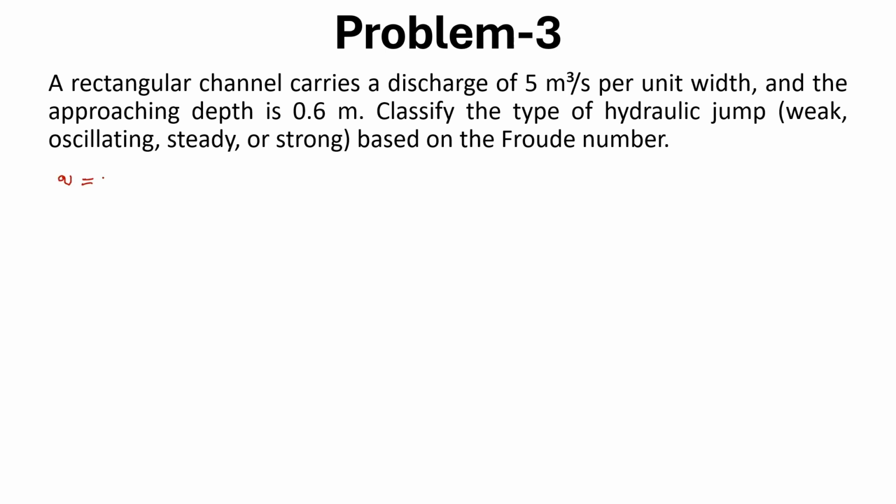the small q, discharge intensity, because in the statement you can see that a discharge of 5 meter cube per second per unit width means this is discharge divided by B. This is known as the discharge intensity. So we can say that this is given as Q by B, which is equal to 5 meter cube per second per meter width of the channel. And the approaching depth means before the creation of hydraulic jump, the depth of flow is 0.6 meter. Classify the hydraulic jump type.